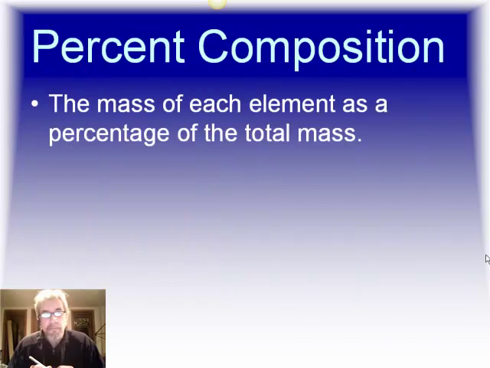Today we cover two topics. The first one is called percent composition, and the second one is called simplest formula or empirical formula. And they're actually related to each other. One's sort of the opposite of the other one. Both of them have to do with describing compounds.